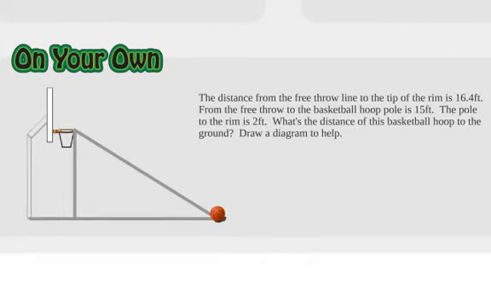All right. If you love basketball like I do, the distance from the free throw line to the tip of the rim is 16.4 feet. From the free throw line to the basketball hoop pole is 15 feet. So from here to there is 15 feet, and from the pole to the rim is 2 feet. What's the distance of this basketball hoop to the ground? How tall is this basketball hoop from the floor?